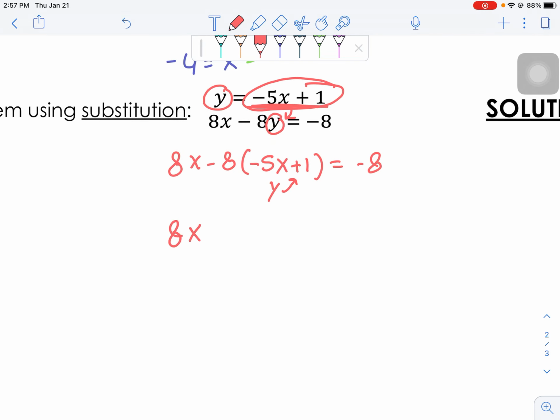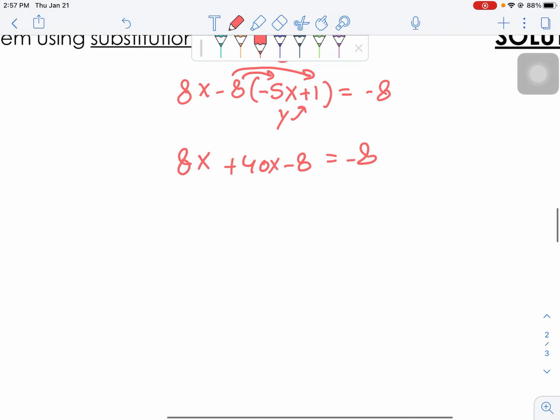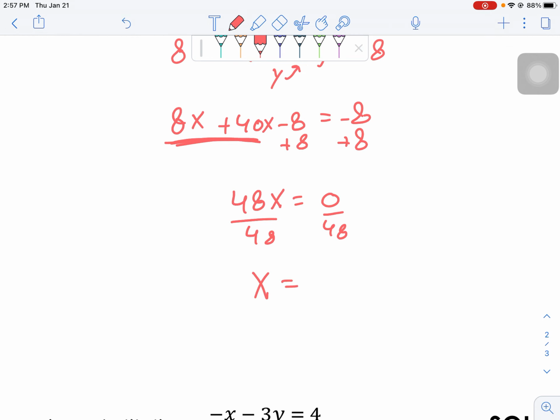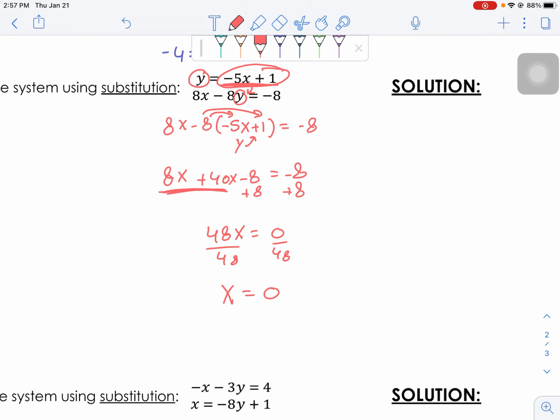So we solve this. 8x, we distribute the -8, so that makes +40x minus 8 is equal to -8. We're going to add the 8 over. We can combine the 40x and 8x to make 48x is equal to 0. Divide each side by 48 to get x is equal to 0. Now, not checking our solution yet, we need to get y.